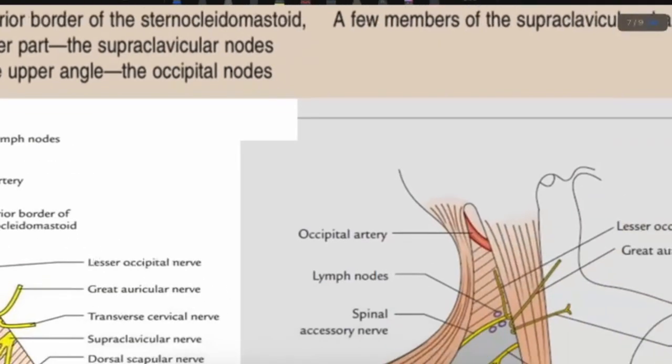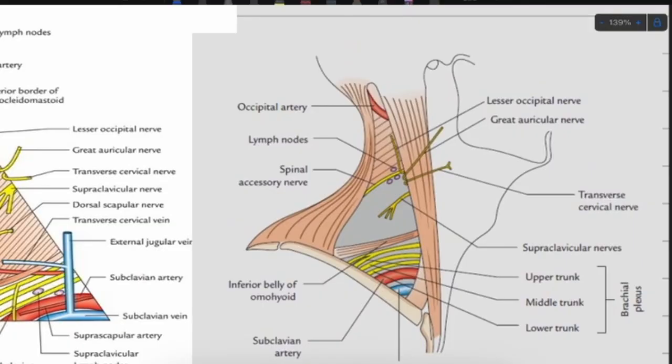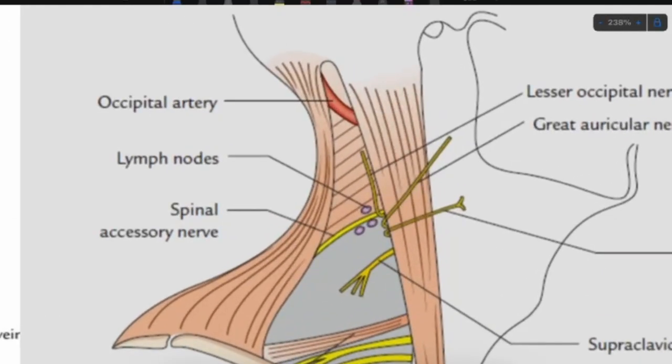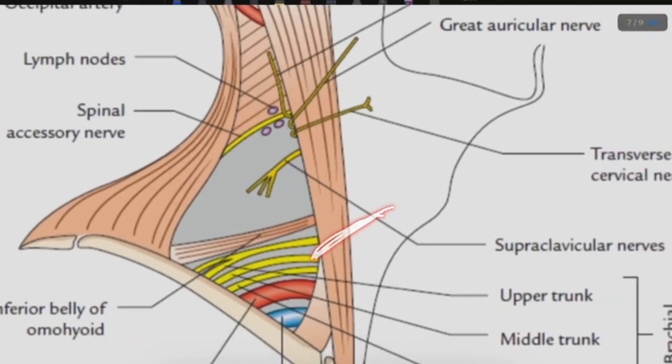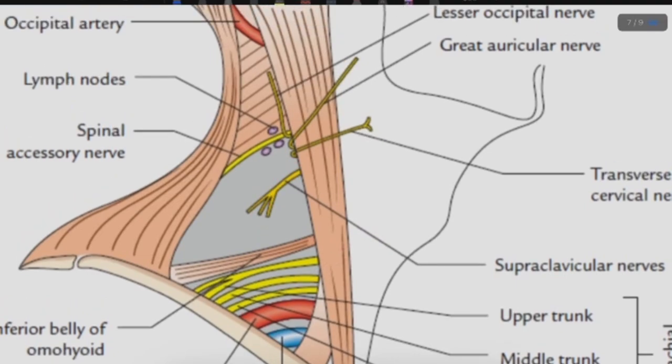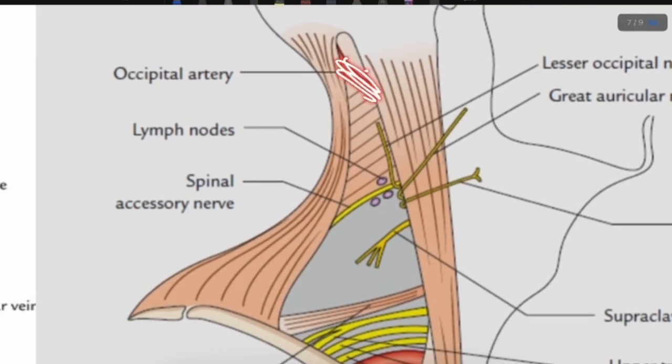You can appreciate all these things in this diagram. You can draw this diagram also. This is the posterior triangle. It is divided into two parts with the help of the inferior belly of omohyoid. So what are the contents present in the upper one, the occipital triangle? One is the occipital artery, next the four cutaneous nerves, along with it we have the spinal accessory nerve, and we also have the supraclavicular nerves along with the lymph nodes. Once again I'll repeat: we have the occipital artery, lymph nodes, the four cutaneous nerves, and the spinal accessory nerve.